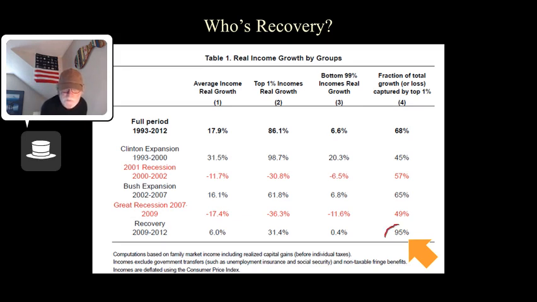95%. That's called a recovery. A recovery for who? It's called a recovery because GNP wasn't negative, it was positive. Imagine that. Over the recovery, 95% of the income generated during that period went to the top 1%.